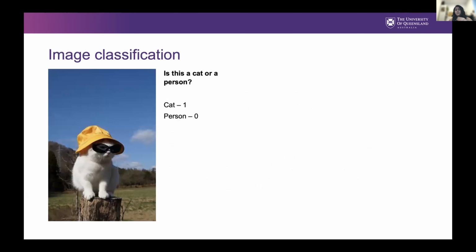So how does YOLO actually work? When it comes to image classification, let's say I give you this image and I ask you whether this is a cat or a person, right? Even though this cat is wearing a hat, that's a cat, right? So I would say, oh, that's just a cat. That's how image classification works, right? We are not worried about where the cat is actually located in the image.